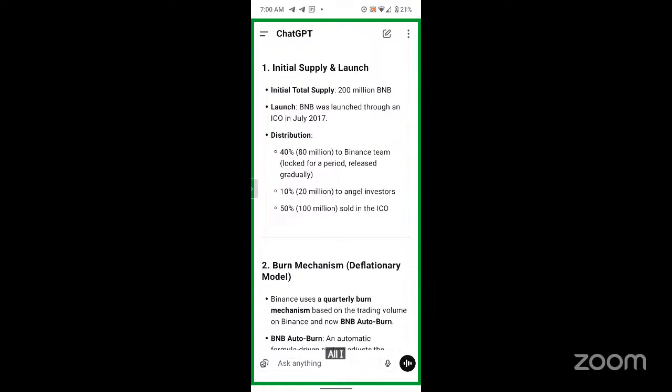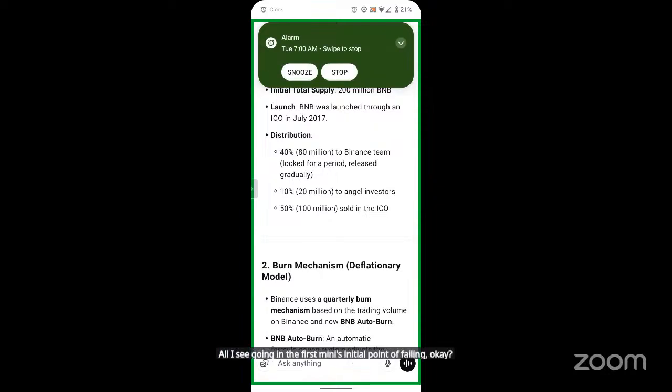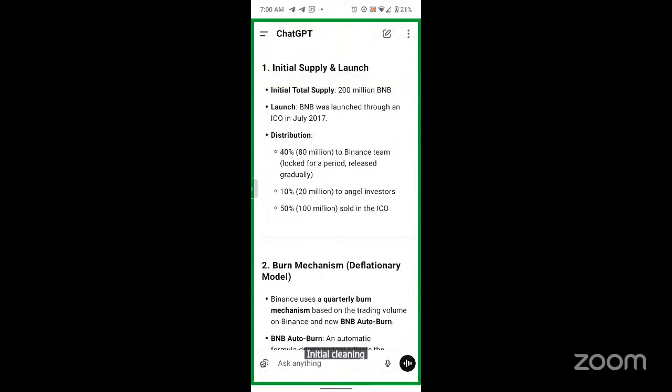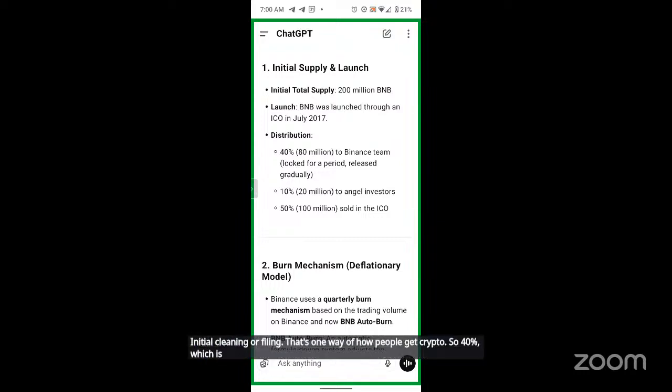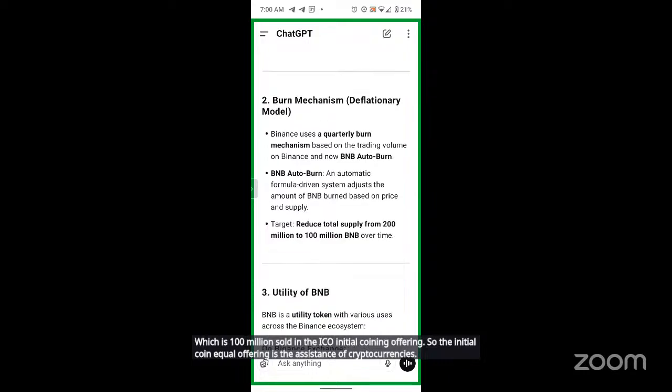ICO in full means initial coin offering, okay? Initial coin offering. That's one way of how people get crypto. So 40%, which is 80 million to the Binance team, is locked for a period and released gradually. You can see that it doesn't have a maximum supply. And the 10%, which is 20 million to angel investors, as well as 50%, which is 100 million sold in the ICO, initial coin offering.